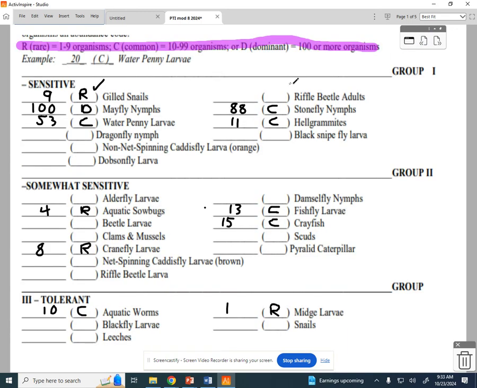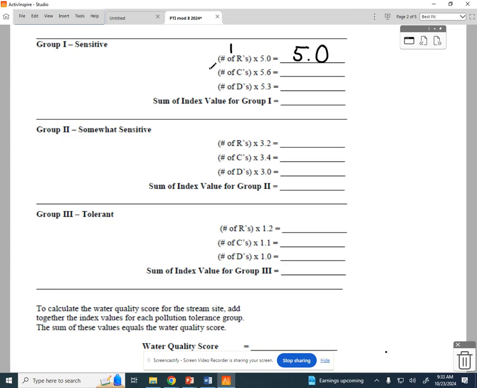Let's come back here again. Up here in group 1, we called 1, 2, 3 groups common. Ignore the other numbers. 3 types of organisms were designated as common. So back over to here. 3 were designated as common. 3 times 5.6, we should get 16.8 here.